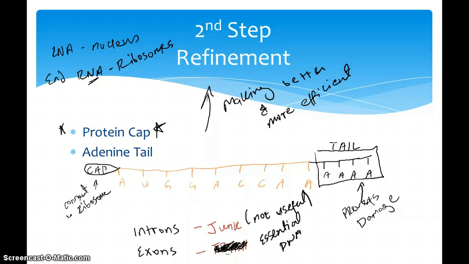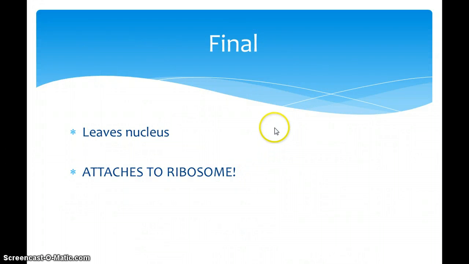Now, once refinement is done, we are finally done. The RNA strand leaves the nucleus and goes to the ribosome, and it attaches to the ribosome, and we're complete with RNA synthesis.